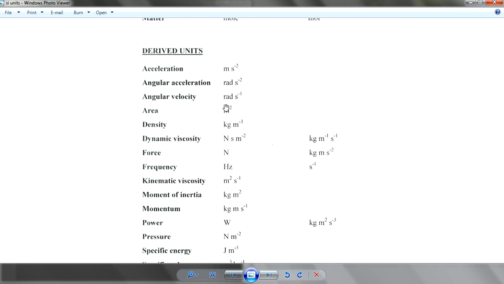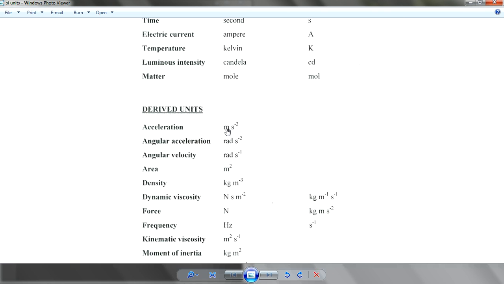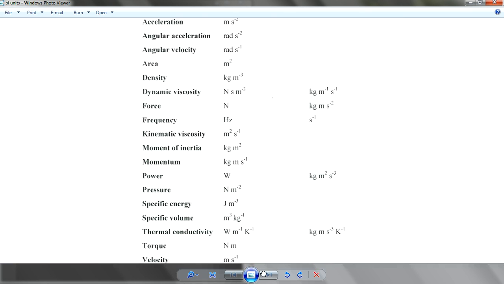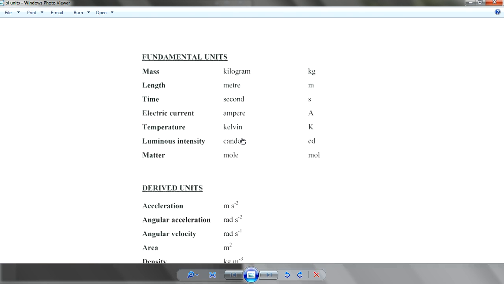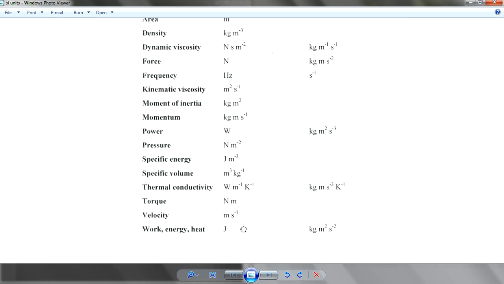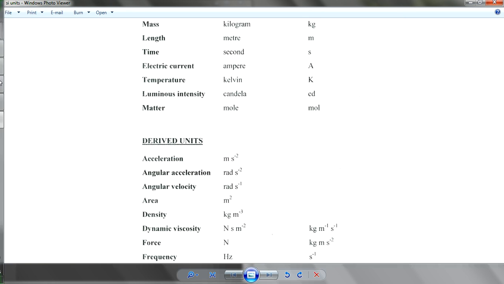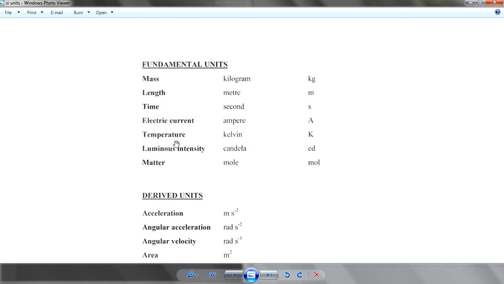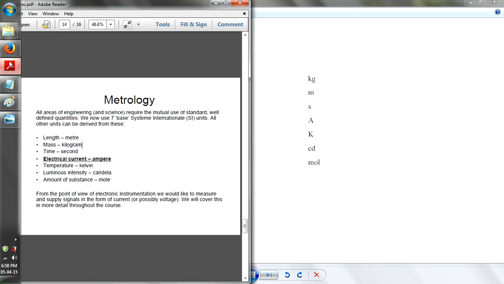For the derived units, as you can see, there is meter per second squared. They are combinations of these primary units, and there are a lot of combinations. You should know these things. It's a good concept.